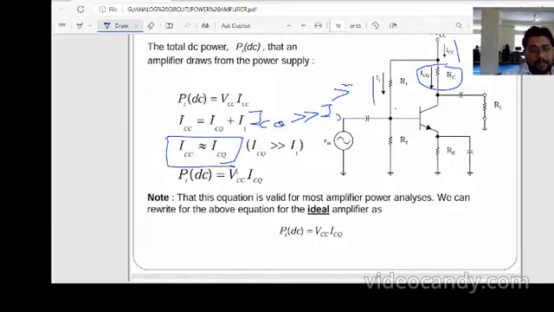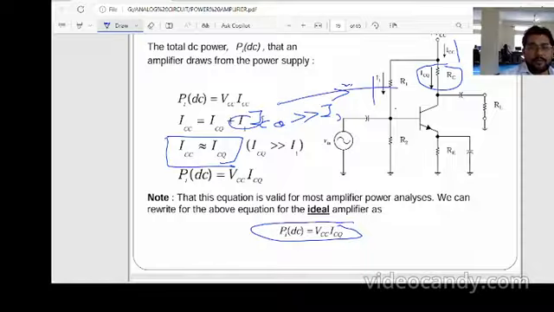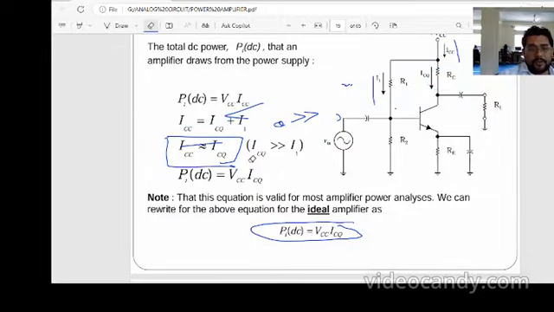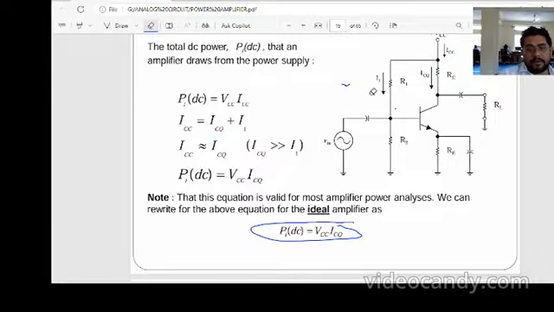So we can find the DC power: ICQ times VCC, because here we have neglected I1, which is flowing through here, and that's why IC is already ICQ. We should know how the DC power is calculated here.